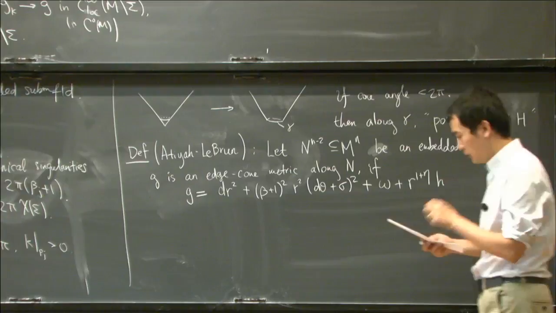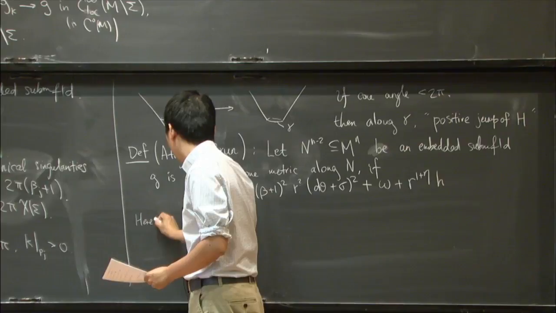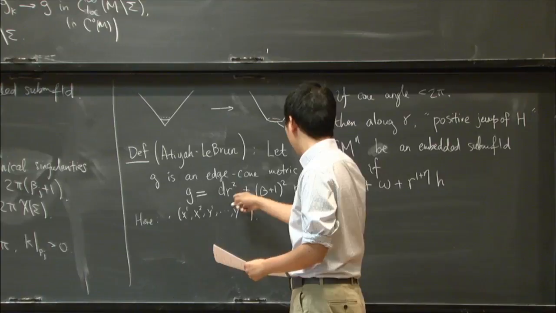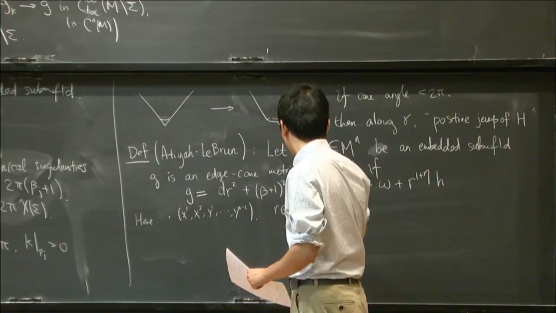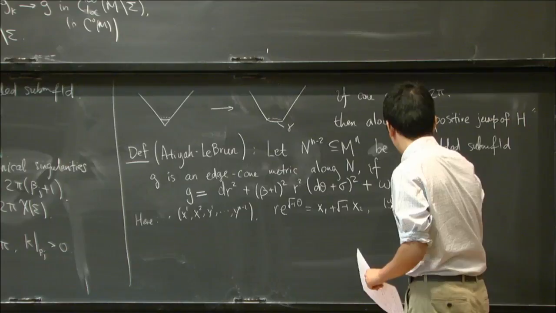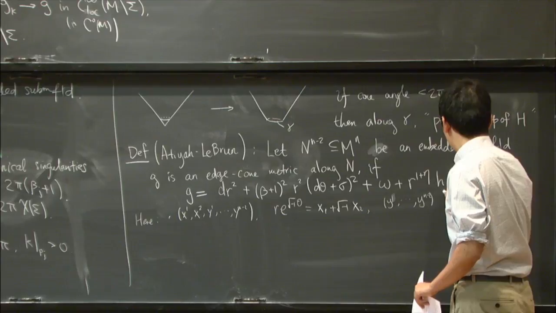So here we assume the following. We take a local coordinate x1, x2, y1 to y_{n-2}, and this r theta is the polar coordinates of the x1, x2 plane. So r e to the square root of minus 1 theta is x1 plus square root of minus 1 x2. And y1 to y_{n-2} is the local coordinate on N.